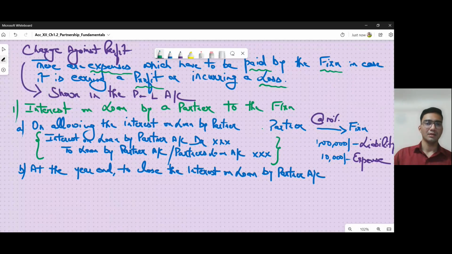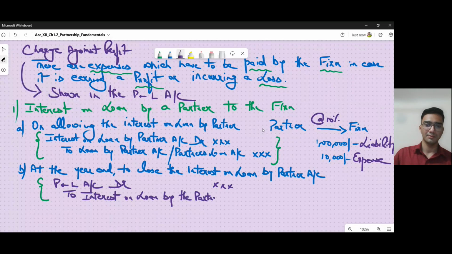So the second entry which we have to now know is going to be P&L account debit, whatever may be the amount, to which account was opened and has to be closed, interest on loan by the partner account. So to interest on loan by the partner, and the amount is here.